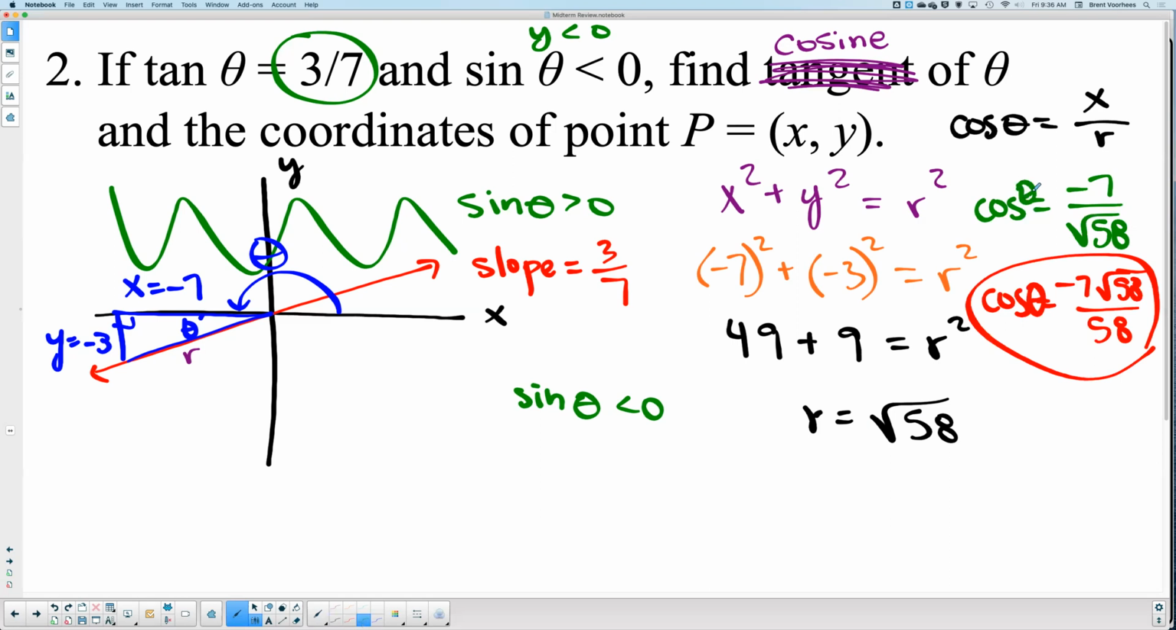Let me sneak in a theta there. That's not theta. Okay. Questions over that?